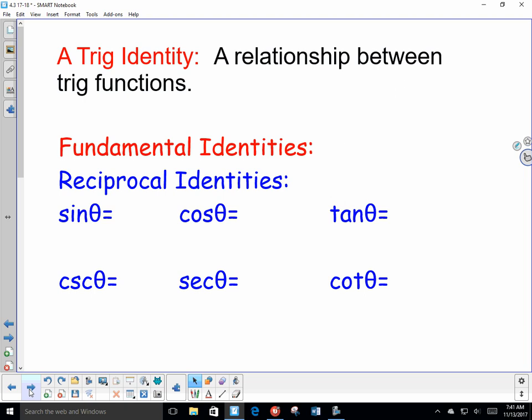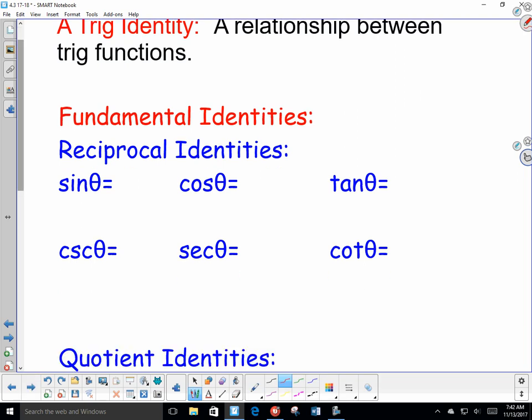A trig identity is a relationship between trig functions, and there are some fundamental identities that you will need to memorize. All right, the reciprocal identities, we already talked about this a little bit. For the reciprocal identity, sine is the reciprocal of cosecant. That means that sine is equal to 1 over cosecant, and likewise cosecant would be 1 over sine. Those are reciprocals of each other.